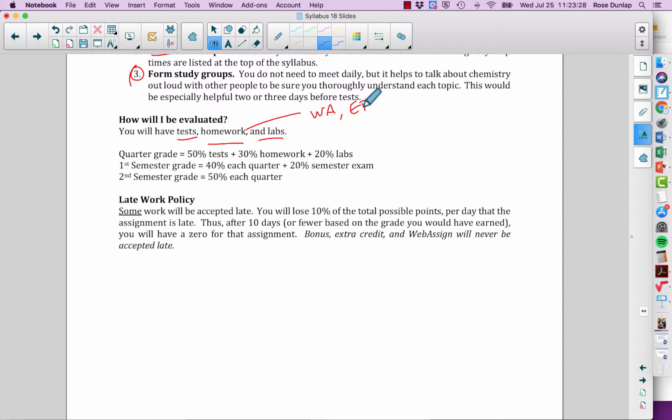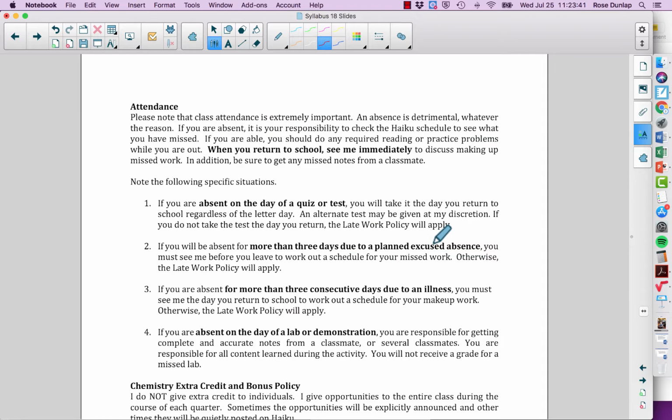Late work. Some work will be accepted late. You lose 10% per day that it is late on anything that I do accept late, okay? And here are things that are never accepted late. Attendance, obviously super important because, again, going back to the cumulative thing, if you miss time, then you're going to have holes in your understanding.